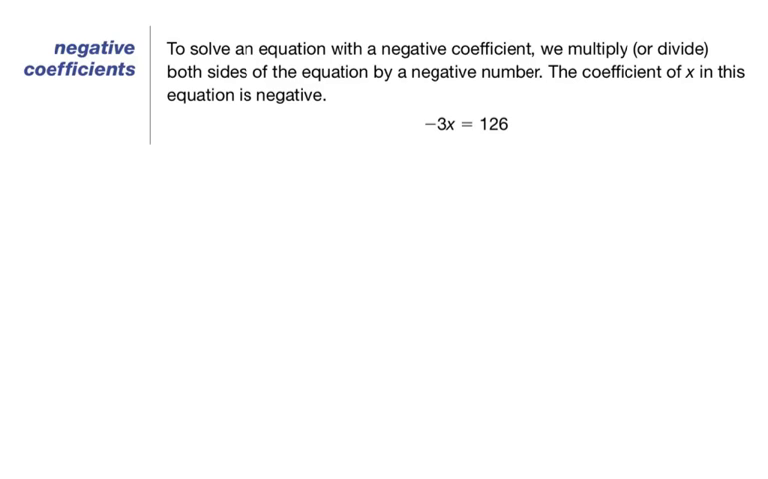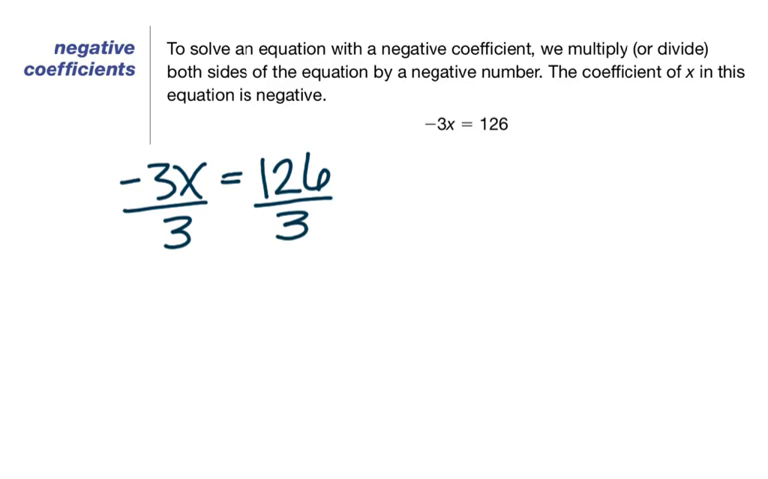If I have a negative 3x equals 126, if we did not have the negative sign in front of our 3, we would just divide by 3 on both sides. But because we do have our negative sign, let's just divide by a negative 3 on both sides. Well, if I divide a negative 3 by a negative 3, then I just get a 1. So that becomes an x.